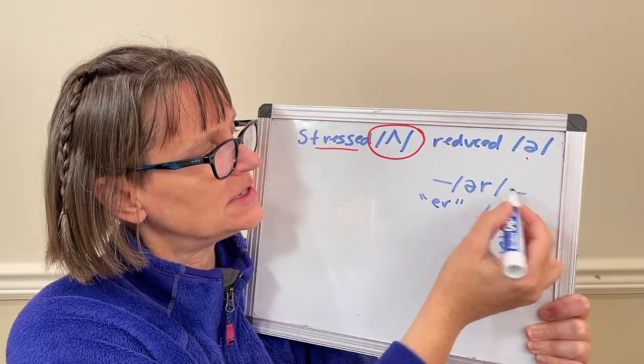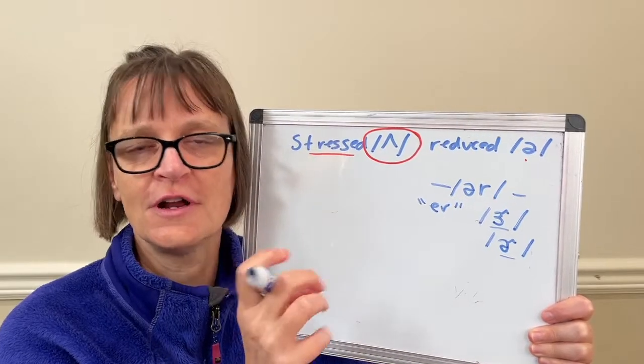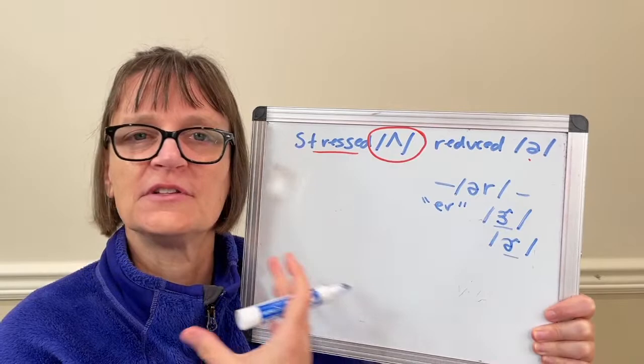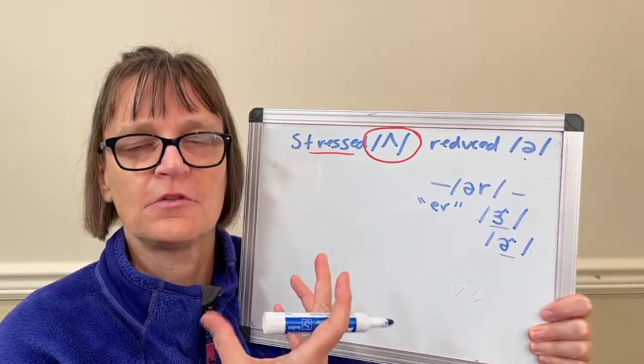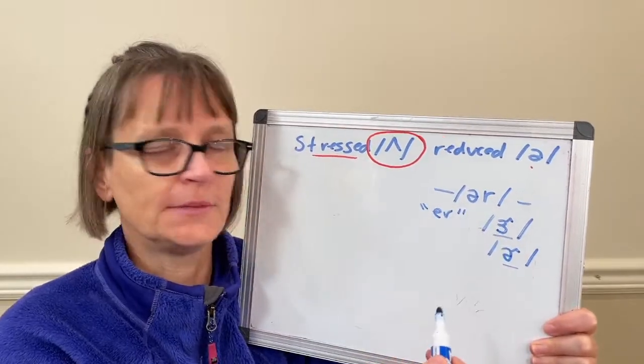I tend to use this representation for both because I want to just show that that is a vowel, an R vowel, and it doesn't have any other sounds. It's not an air or an ear. It's not a diphthong. It's just one sound, even though we use two symbols for it.